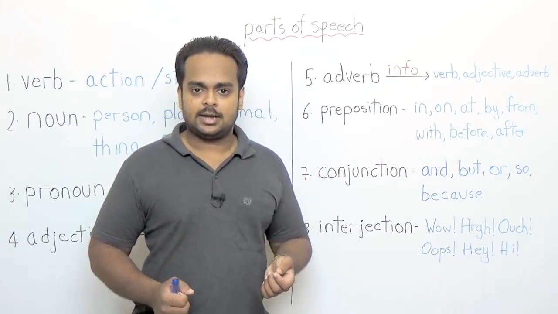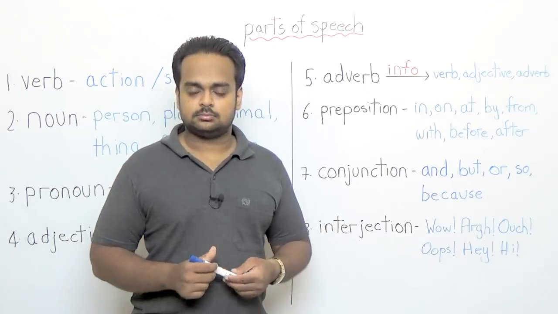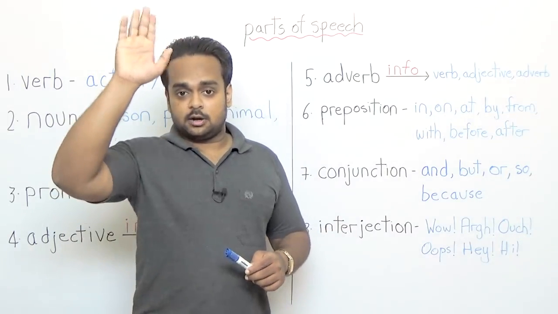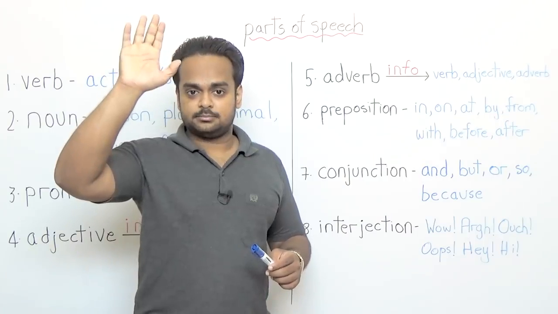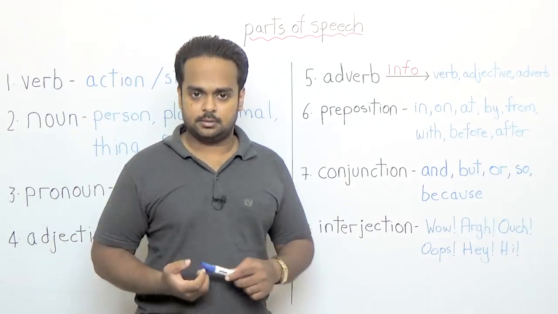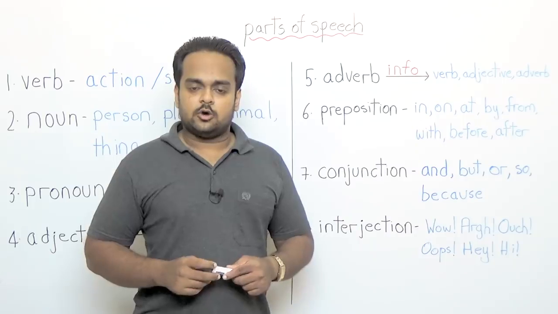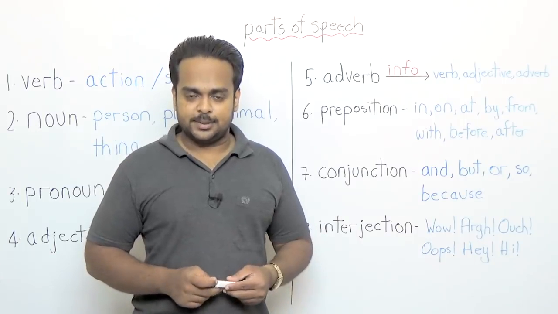For example, I can say, hi, how are you? Or, hey, John, over here. Look, I'm standing over here. So I want to call out to John. Okay. All right, so those are the 8 parts of speech.